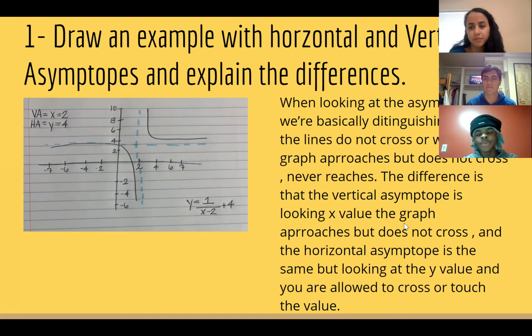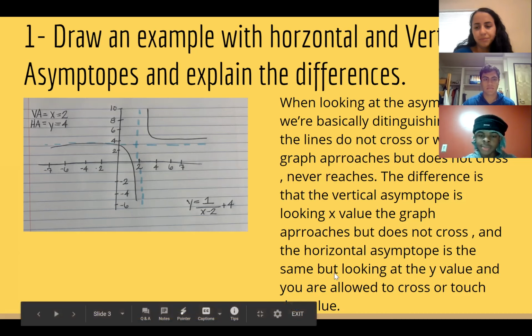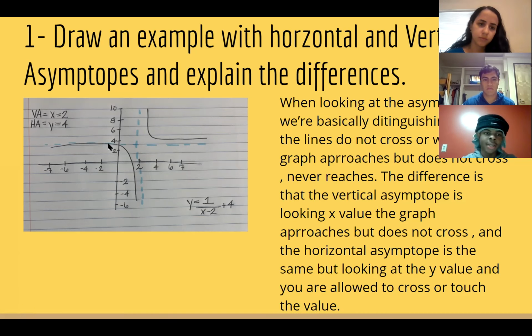the vertical asymptote is looking at the x value, where the graph approaches but does not cross. We're looking at the x value on the vertical asymptote and the y value on the horizontal asymptote. But they aren't the same, because you can actually cross the horizontal asymptote. You can cross it many times, so that's the difference.